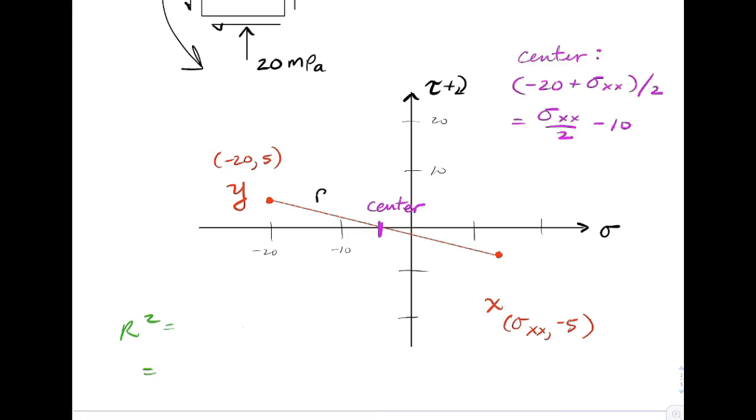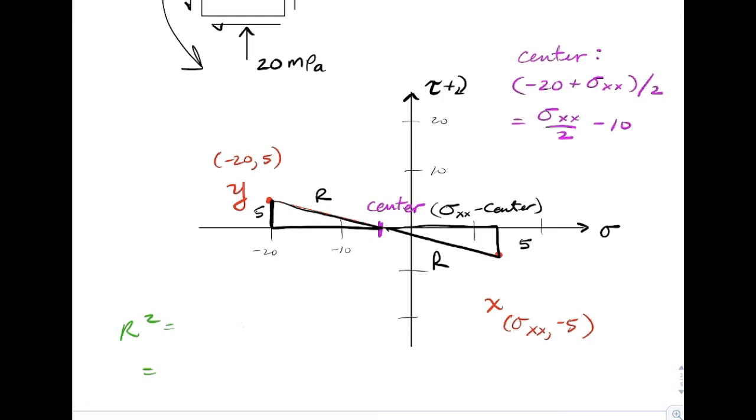So we need the radius to move forward. So I'm going to use that triangle right there with a height of 5. It would have a length. Let's actually go over to this side. So I'll use that R, 5, and it would have a length of sigma XX minus the center. That would be the total length of that side.